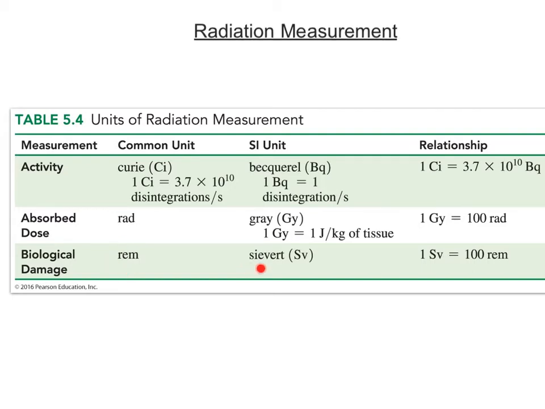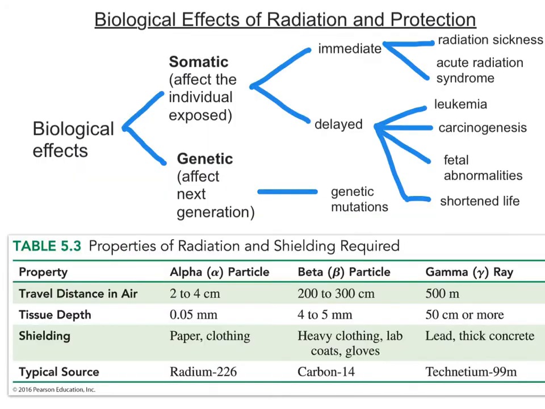Rem and sievert are units that measure the biological damage caused by radiation. 1 sievert is equal to 100 rem. Biological damage occurs due to chemical changes caused by radiation at the cellular level. DNA is the primary target for biological damage.